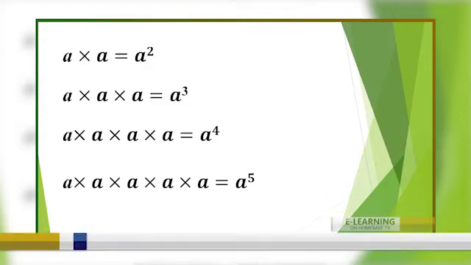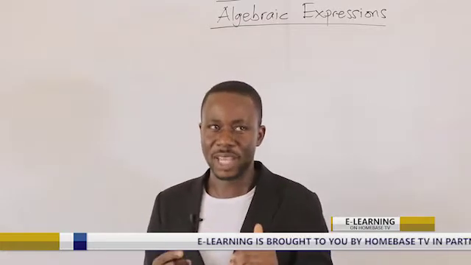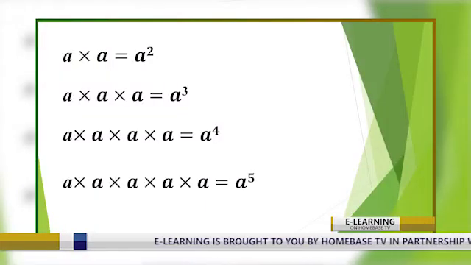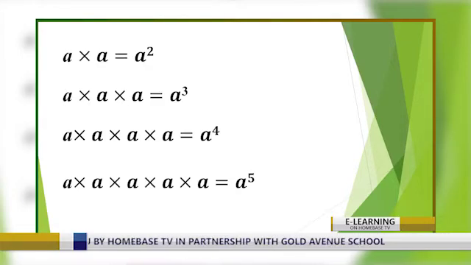So A times A, you realize that A multiplies itself repeatedly twice. So the 2, which is the exponent on top there, stands for the number of times A multiplies itself. I hope you are getting it. Let's move on to the next one. A times A times A. What is it? A exponent 3 or A cube. The 3 signifies that A multiplies itself repeatedly 3 times.